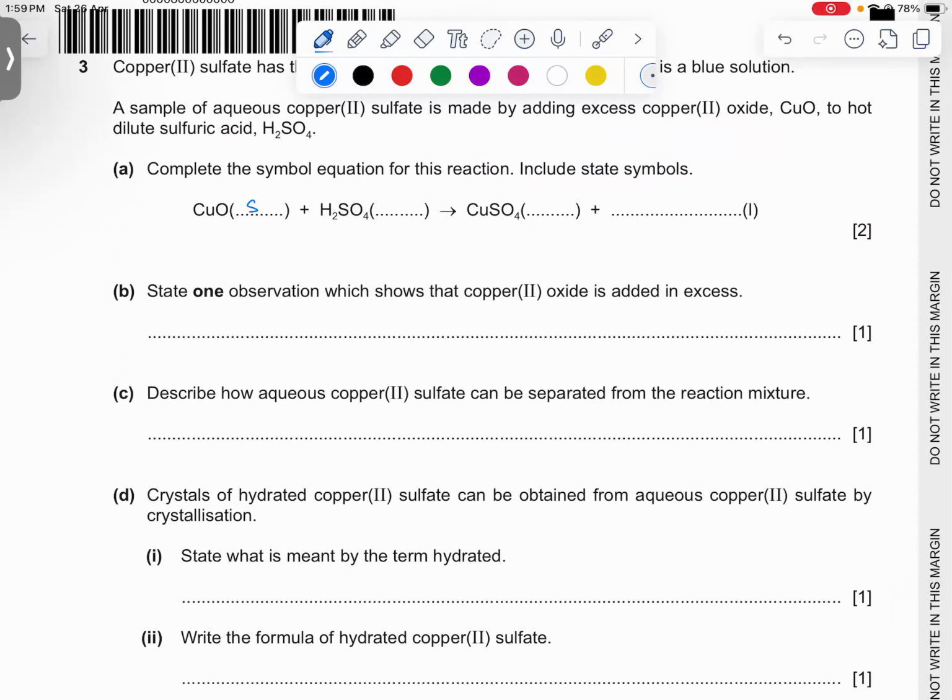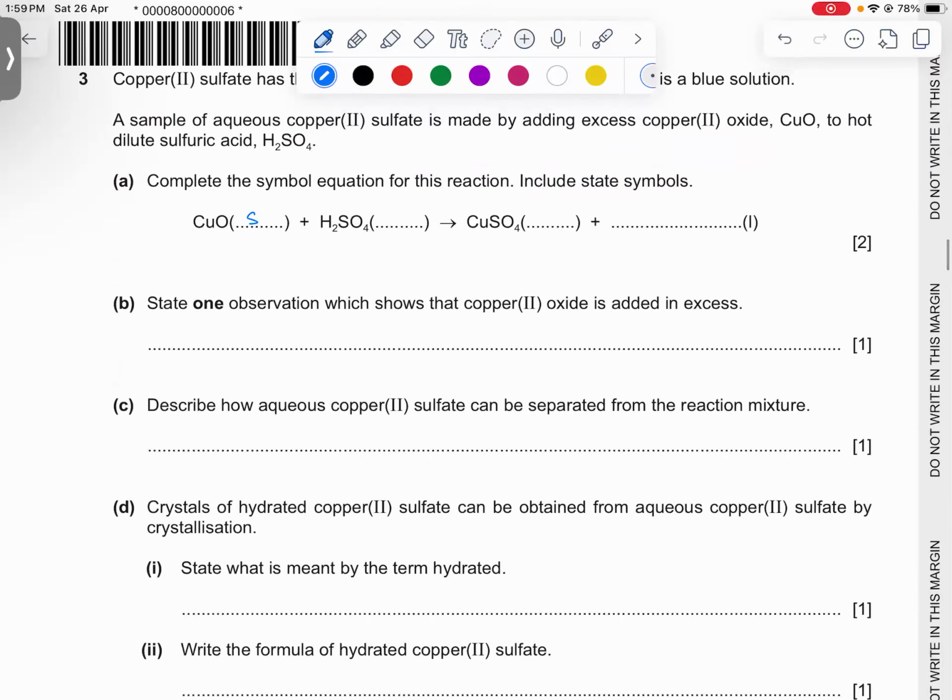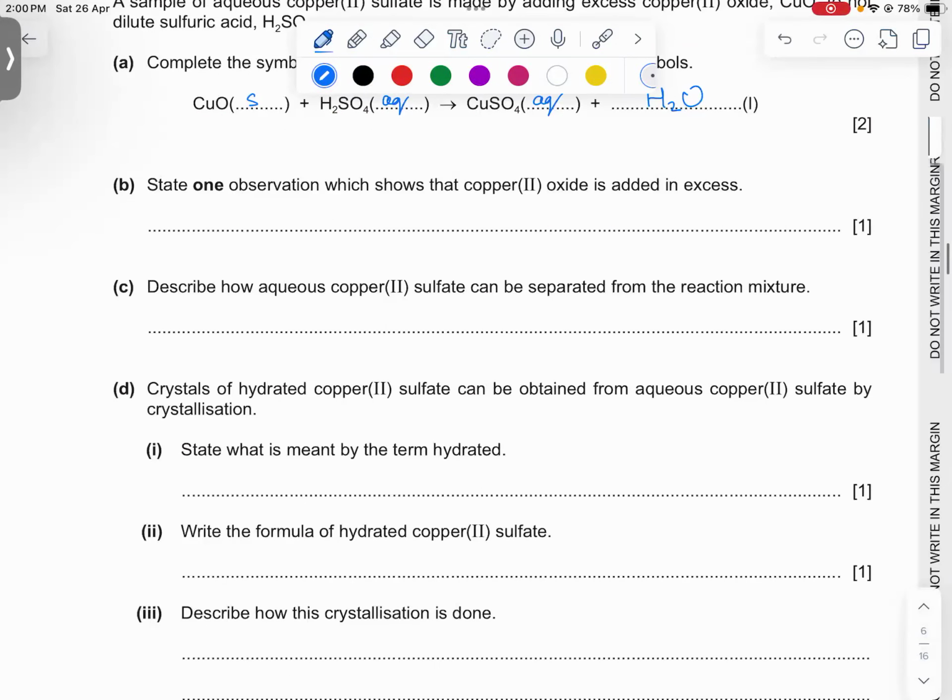All right, H2SO4, we said hot dilute sulfuric acid. Acids are always aqueous anyways. Copper sulfate is a blue solution, so it is going to be aqueous. And what is going to be the fourth product? When acid and base react together, they produce salt and water. So this should be H2O.